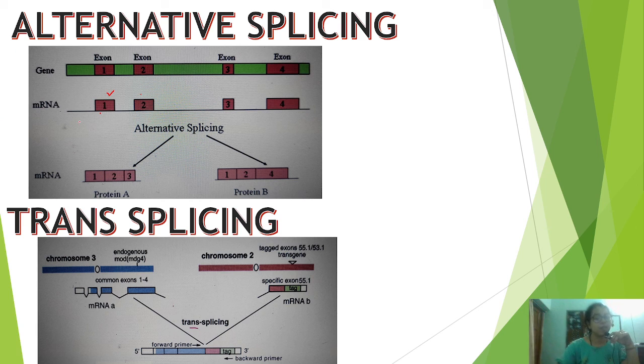The next variety is trans-splicing. What is trans-splicing? The word trans means it comes from a different chromosome.